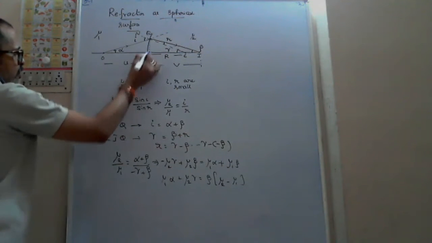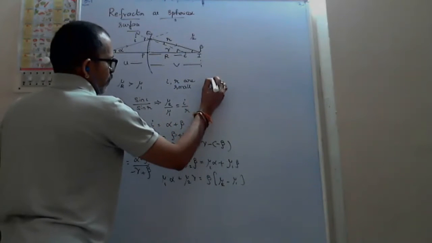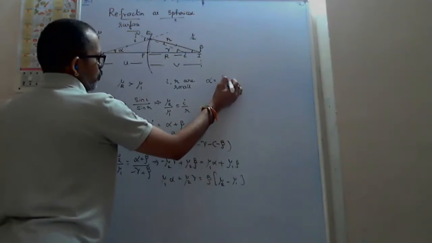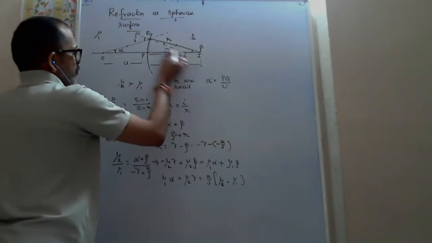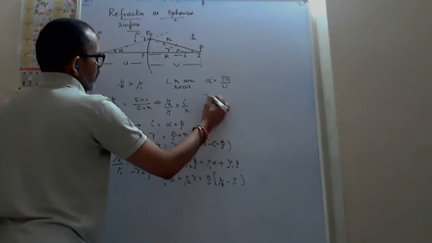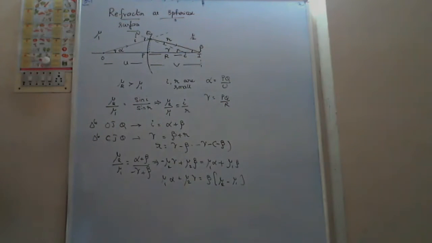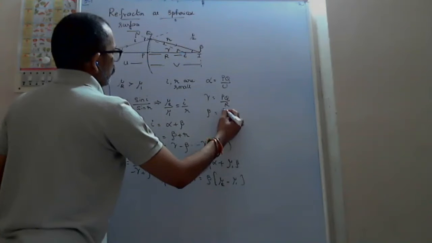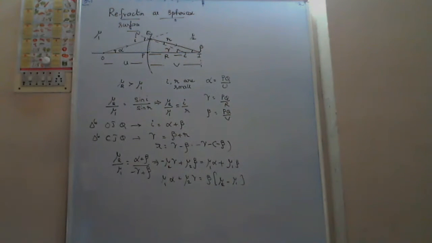Yes sir, we can write. Tan alpha, all angles are small, so tan alpha is nothing but alpha, which equals opposite side PQ by U. In the same way, tan gamma is equal to PQ by R. Beta is equal to PQ by V, sir. Right? Yes sir.